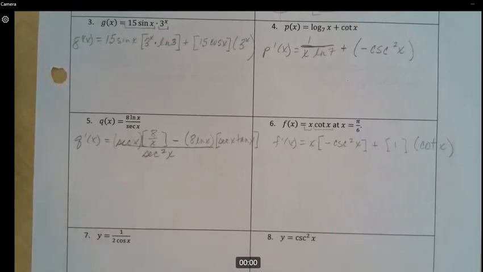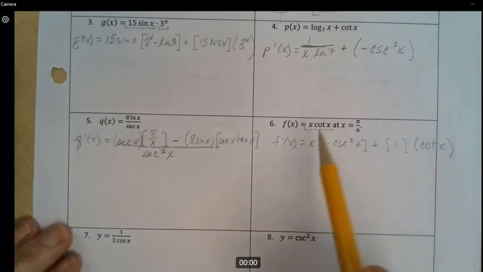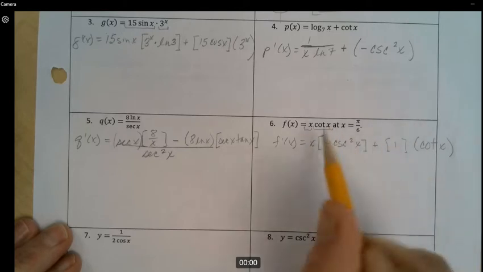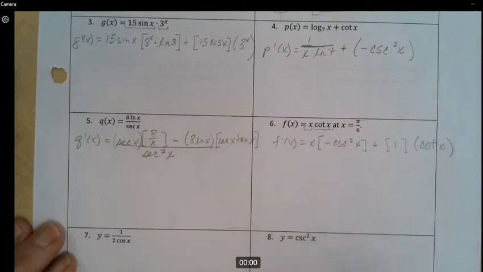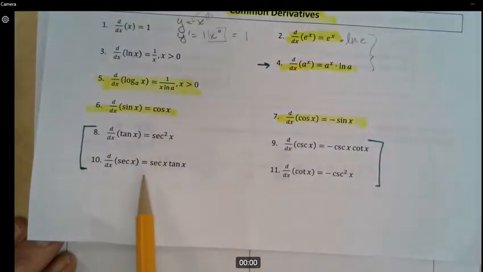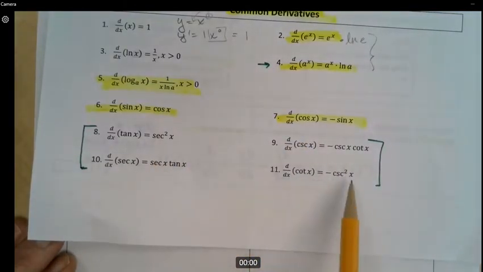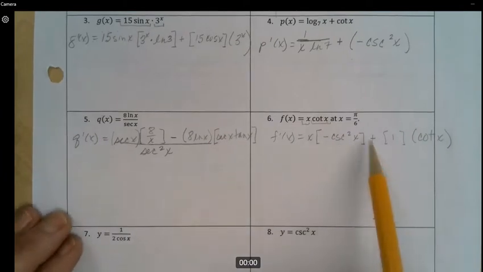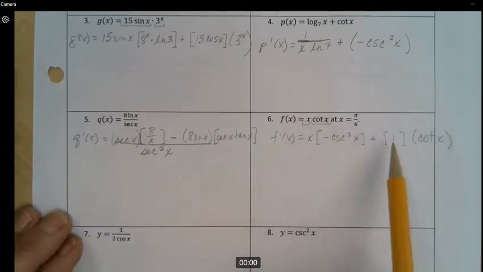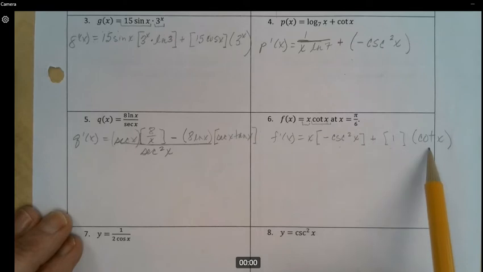No. Okay, so do you see how it's a product? x times the cotangent of x, right? So I need to use my product rule. So here's my first term. The derivative of the cotangent of x is the opposite of cosecant squared x. So that's what goes in there, plus the derivative of x is 1 times cotangent of x.